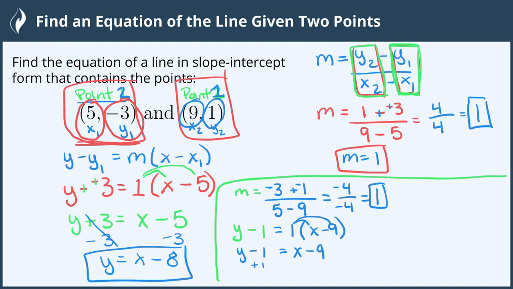And then we need to add 1 to both sides. So the 1's cancel, so we are left with y equals x. Negative 9 plus 1 is minus 8, and you'll see we have the exact same equation no matter which way, and we're all done again for those of you who wanted to stay for the extra mile.